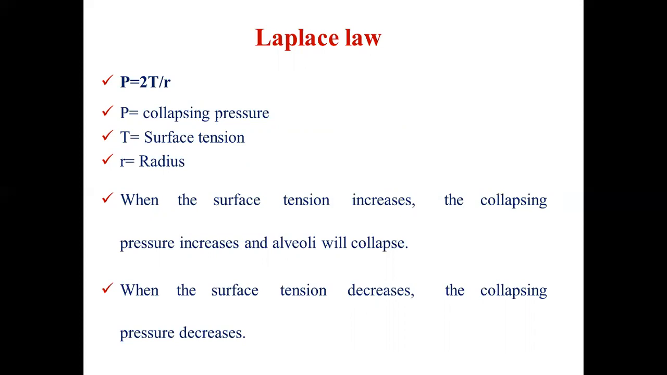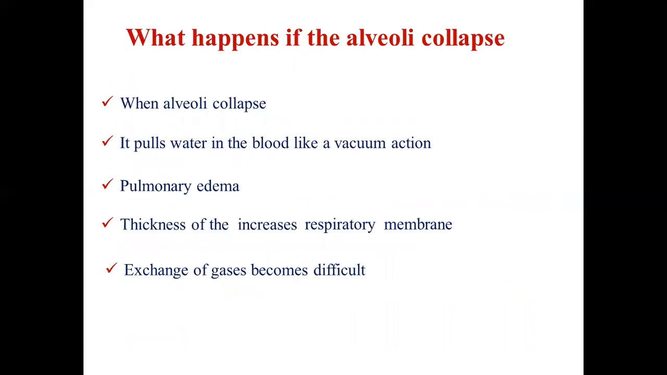If the surface tension decreases, the collapsing pressure also decreases, and then the alveoli will not try to collapse. So this is how Laplace's law is followed by these tiny alveoli. Now, what will happen if the alveoli collapse?